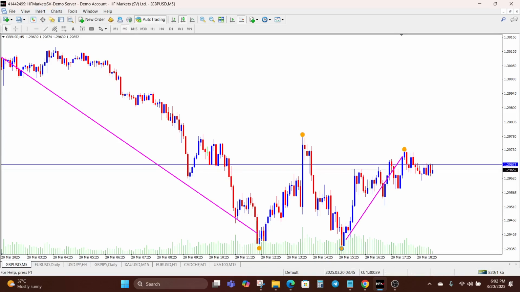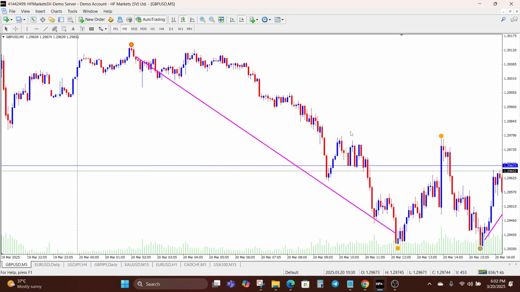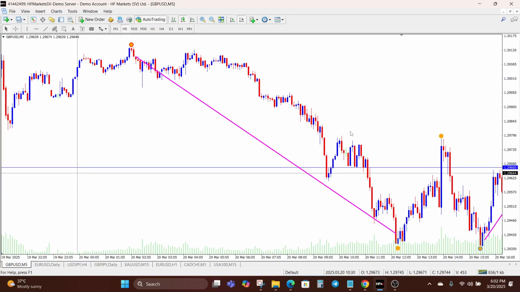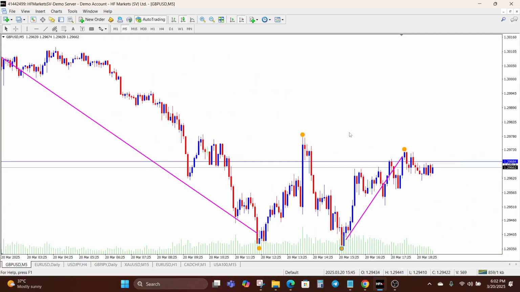Now, one of the biggest criticisms of this indicator is that it repaints signals. This means that as the price moves, previous signals might shift or disappear altogether. So that can make it risky if you enter trades blindly based on the first signal that you see. So how do we avoid false signals and use this indicator the right way? Here are some key strategies.